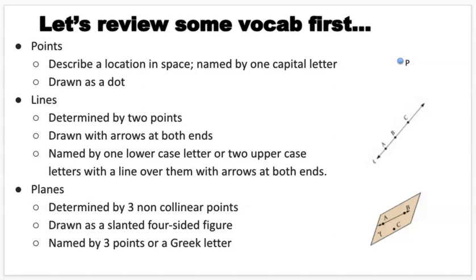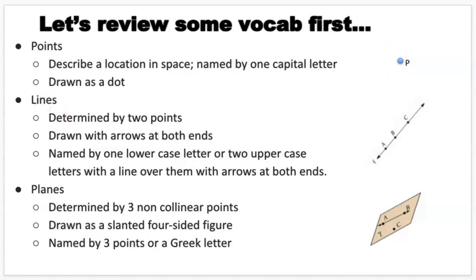We need to review some building blocks for geometry. So let's review some vocabulary. We have points, lines, and planes. So points describe a location in space. They're named by one capital letter and they're drawn as a dot. For example, this is point P.